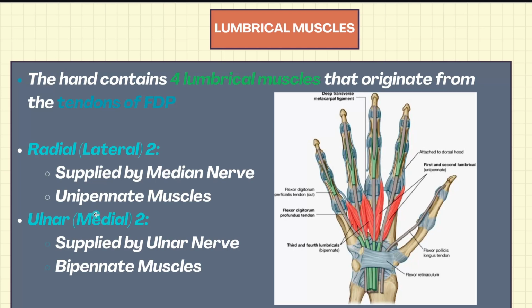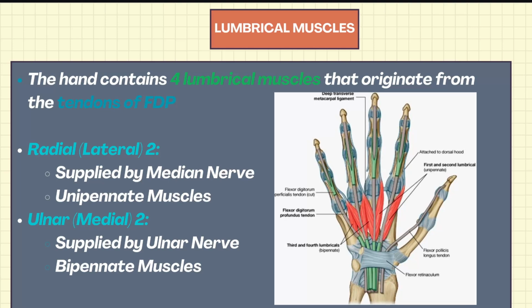Now, let's start talking about more deeper muscles in the hand. You have the lumbrical muscles. The hand contains 4 lumbrical muscles that originate from the tendon of the flexor digitorum profundus. You can think of these 4 lumbrical muscles as being divided into 2 compartments, a radial compartment and an ulnar compartment. They're not really compartments, but that's a way that is easier for me to memorize it.